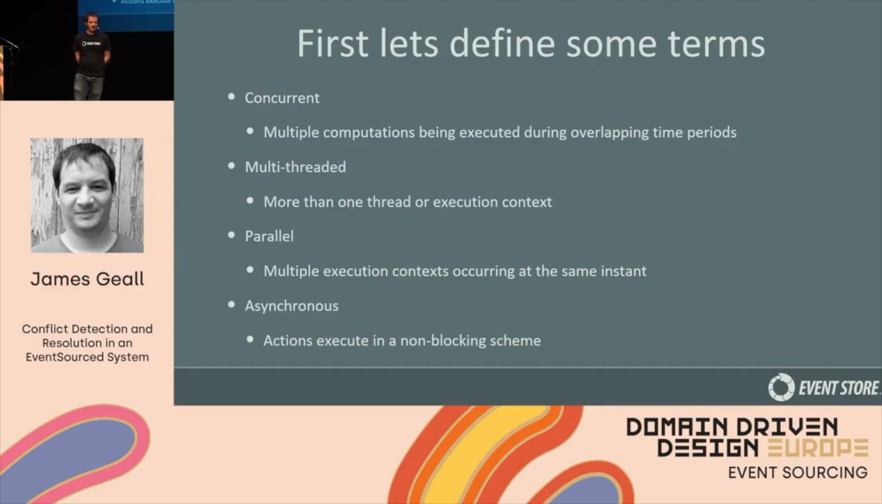The last one is asynchronous, because a lot of people use asynchronous to talk about those other three, but that's not what it means at all. It means actions that execute in a non-blocking scheme. So when you execute your action, it doesn't block before returning to the caller, should it have anything that it needs to wait for. Obviously, most of this talk is about concurrent, and what happens with concurrent access to databases in systems. So that's the one we're primarily focused on, but I wanted to make sure we had defined what we meant by concurrent.